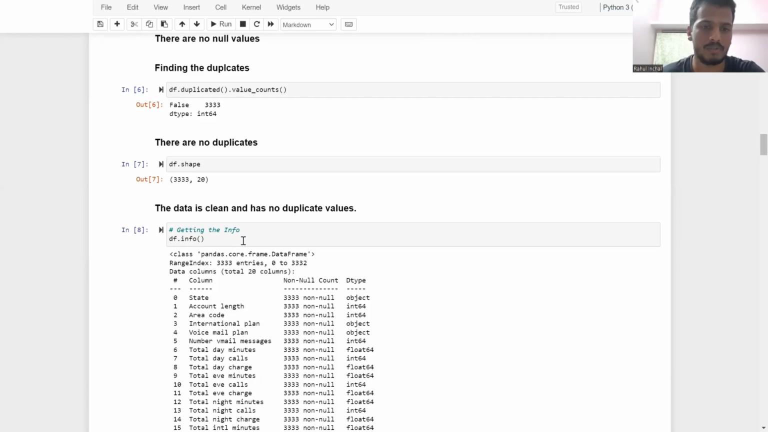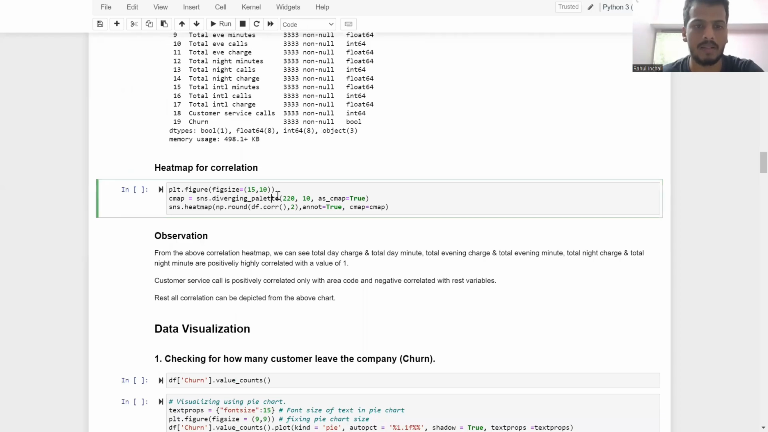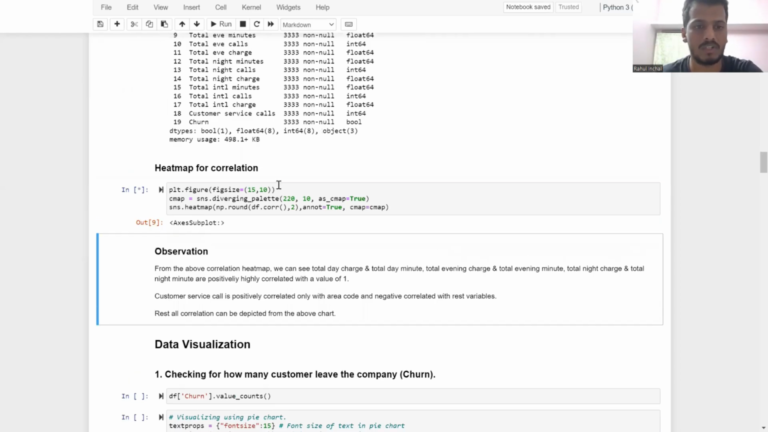So let's go for information about what the data is all about. We can see all the columns are non-null, and all the data types are well within range, so we don't have to change anything. So there is no data cleaning part in this. And then we go to the correlation heat map.